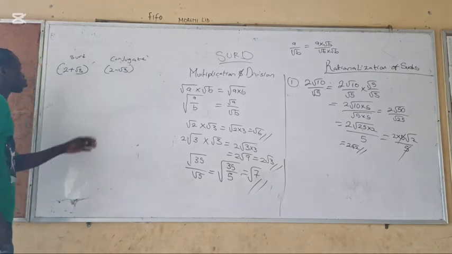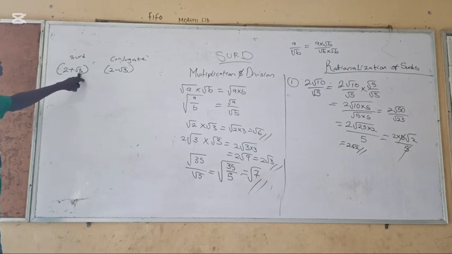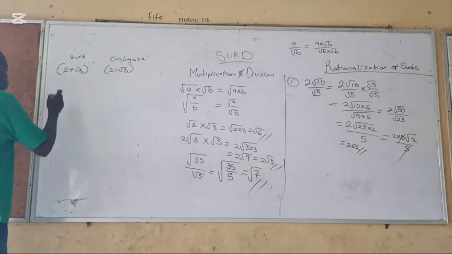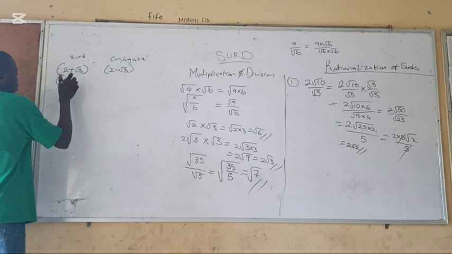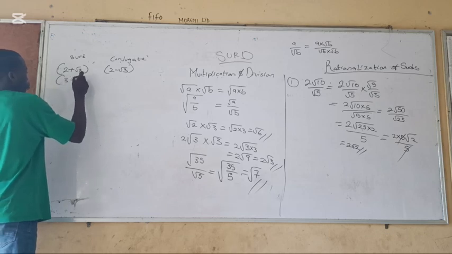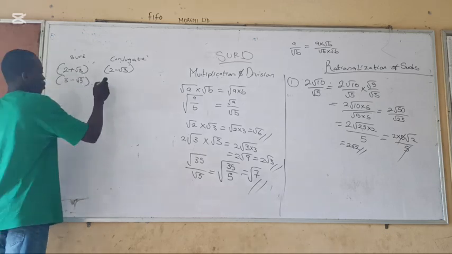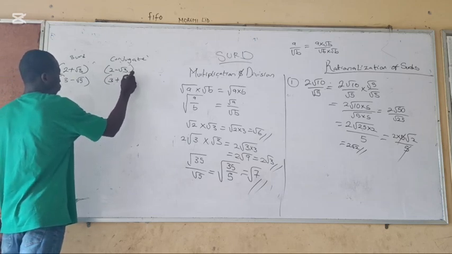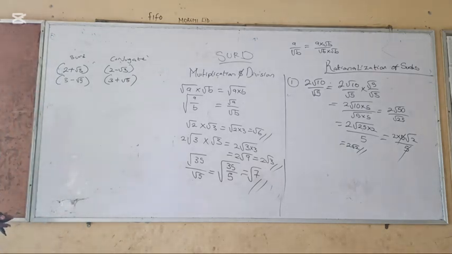Now, this is going to be the conjugate. How do we get the conjugate? If the sign here is positive, the conjugate sign will be negative. And if the sign here is, for instance, you have 3 minus 5, the sign here is negative, the one here is going to be what? Positive.